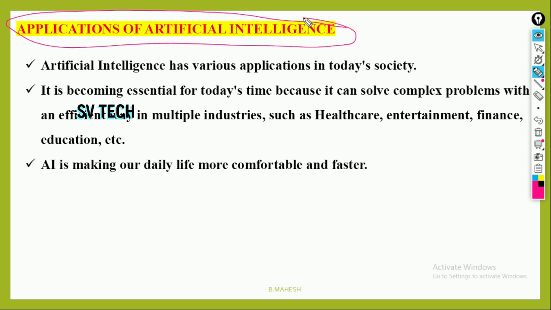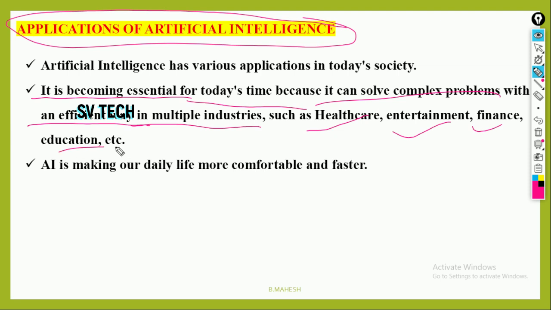Applications of artificial intelligence. In today's society, we have so many applications of artificial intelligence and machine learning. It is becoming essential today because it can solve complex problems efficiently in multiple industries such as healthcare, entertainment, finance, education, etc. AI is making our daily life more comfortable and fast. The major sectors are healthcare, entertainment, finance and education.